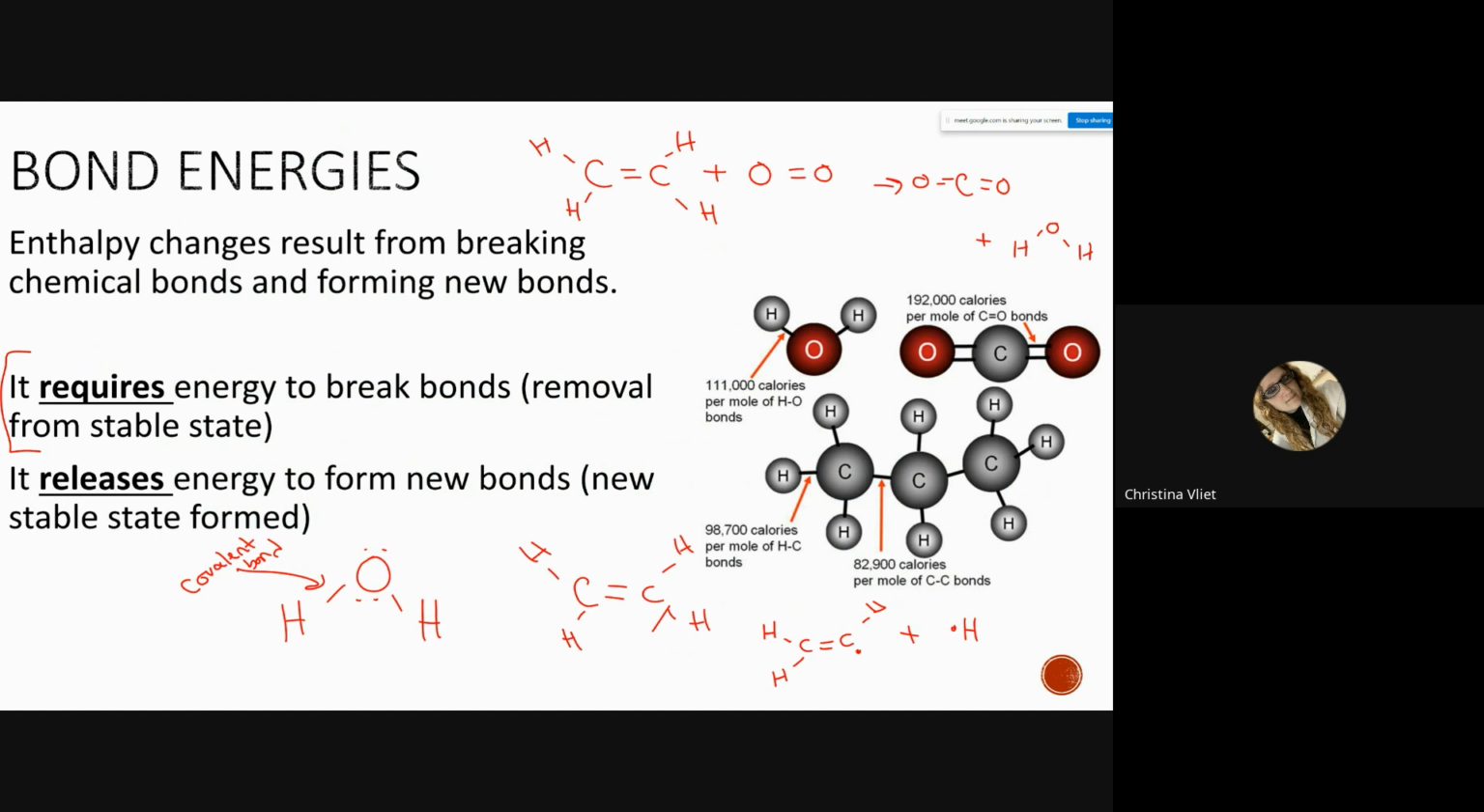If you look here, they're using small calories, because this is the diagram I found online. But it takes 111,000 calories to break 1 mole of water bonds from the oxygen to the hydrogen. 192,000 to break CO. 82,900 to break 1 CC bond. It's a lot of energy and that's why combustion requires fire. You need something that's going to be giving you a lot of energy. And it's important here, and you do need to memorize this, but it's better to understand. It requires energy to break bonds because it puts you into an unstable state.